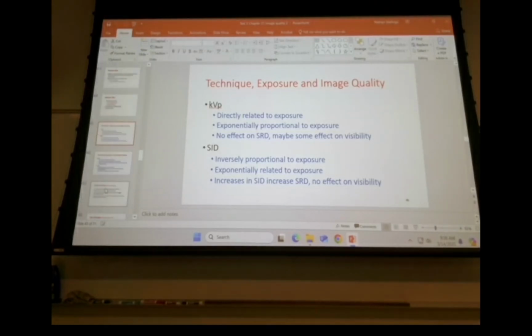Technical factors. Since we ended the last lecture on Wednesday on the H&D curve, this kind of bleeds into that: technical factors and contrast, exposure, and all that kind of stuff. So why don't we do that instead of doing distortion?